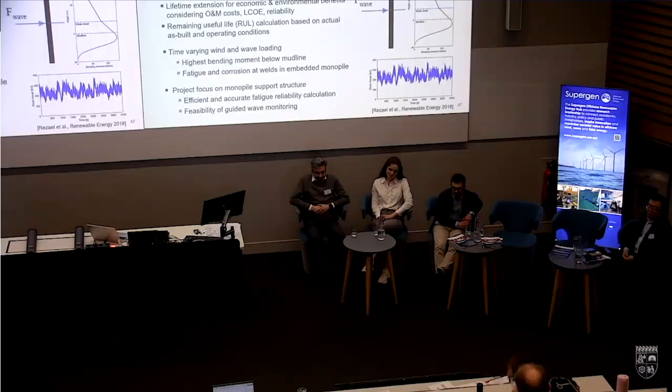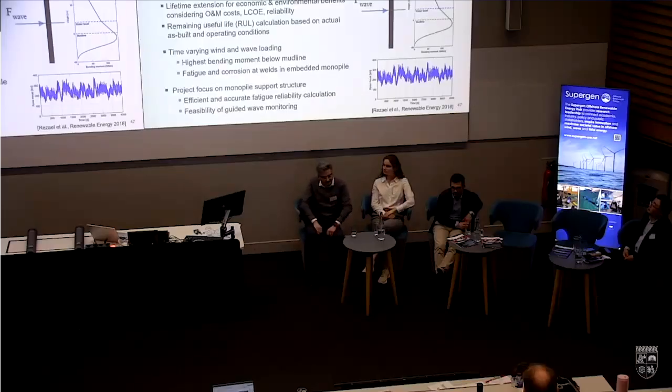So what we wanted to have a look at is the monopile part, the embedded part of the support structure, because if you think of a very simplified wind and wave loading, that is actually where we have the largest bending moment in these monopiles. That is obviously time varying, and then we have the combined problem of both corrosion and fatigue in these support structures.